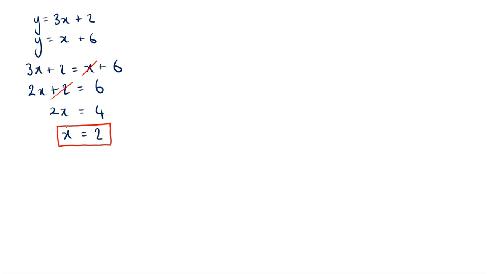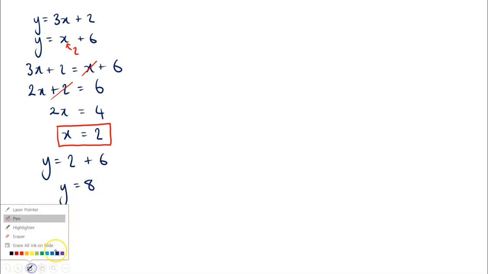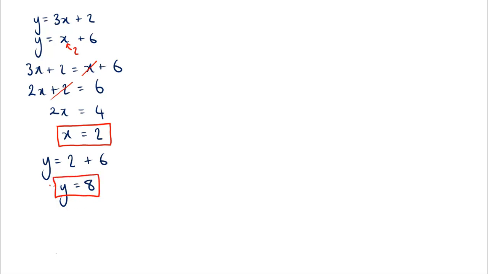Now we also need to work out what y is. To do that, I'm going to substitute x into either of the two equations at the top. I will choose the second one because that looks a little bit easier to me. So we're going to substitute 2 in there. And so we have y is equal to x plus 6, but x is 2, so y is equal to 2 plus 6. And so y is 8. This is the second solution. I'll put a box around that as well to highlight it. And we are done.